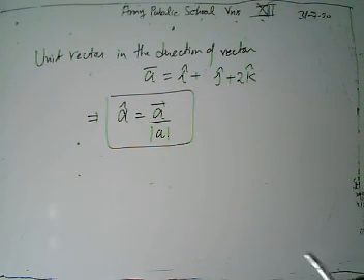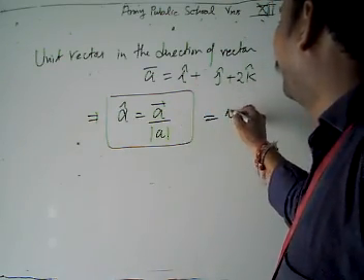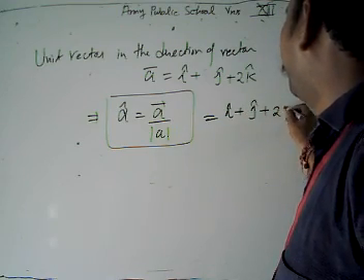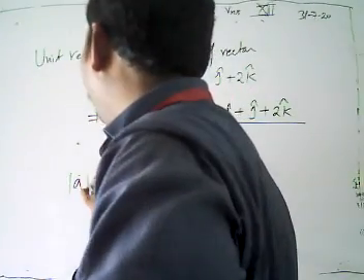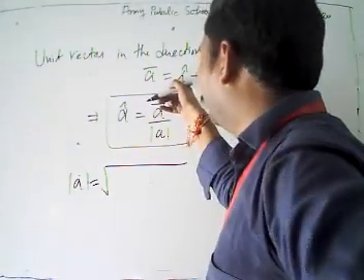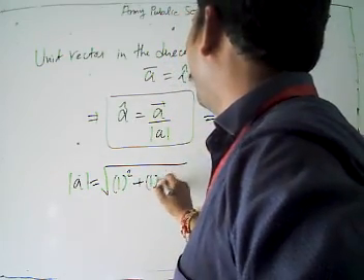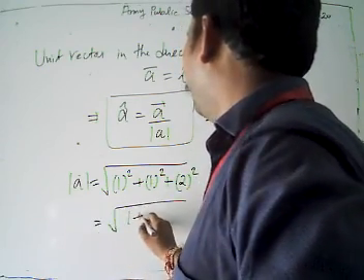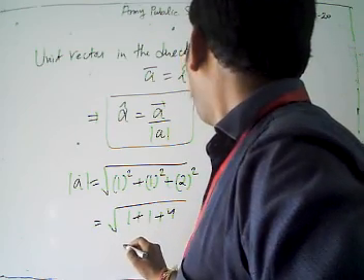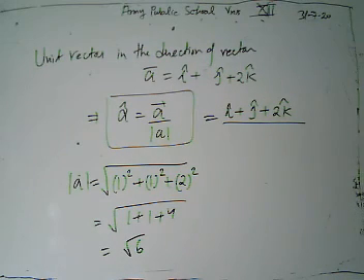Then we have to find a cap. What is our vector a? It's I cap plus j cap plus 2 k cap divided by the magnitude of a. Now what is the magnitude of a? It is given by the square root of x square plus y square plus z square. The coefficient of I cap is 1, of j cap is 1, and of k cap is 2. Then we get 1 plus 1 plus 4, so it's root 6.